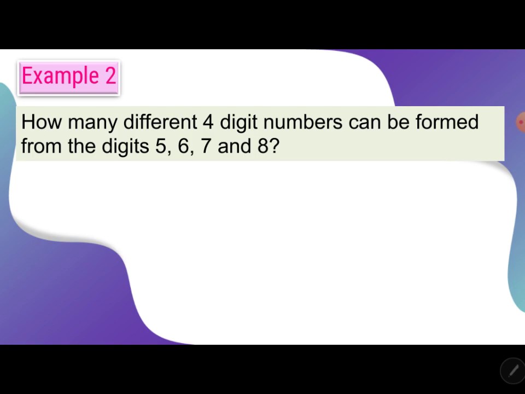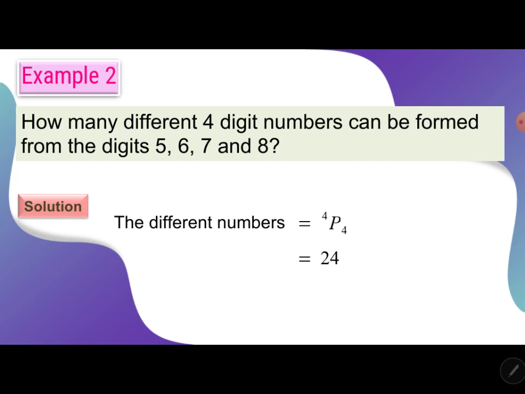Example 2. How many different 4-digit numbers can be formed from the digits 5, 6, 7, 8? So we might have 5,000 something, or 6,000 something, or 7,000 something. How do we rearrange these digits to get a 4-digit number? A 4-digit number means a thousands number. Because they are all different numbers, we can directly choose 4P4. Or another method is 4 factorial.